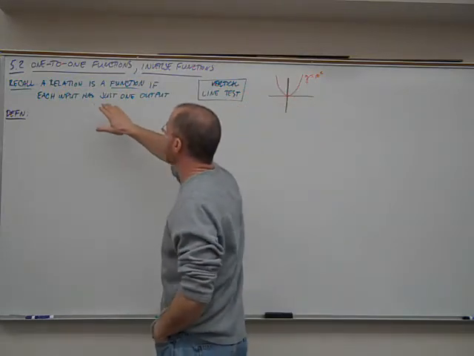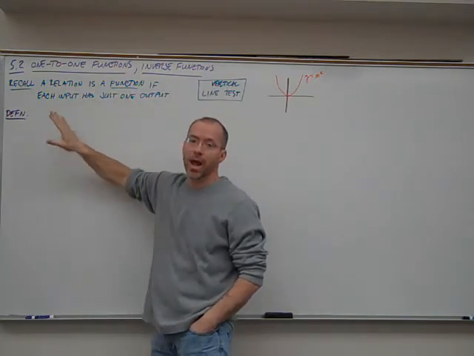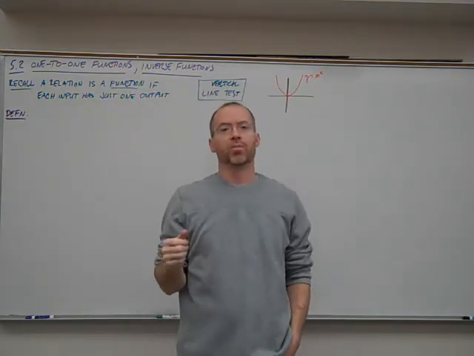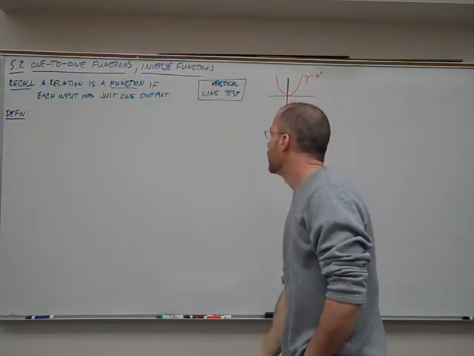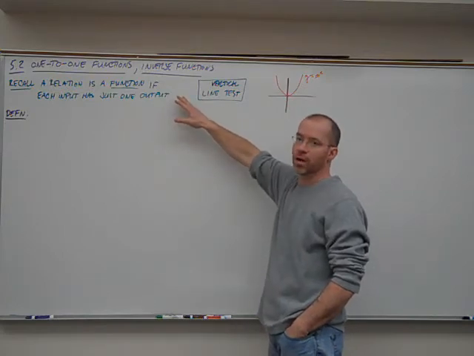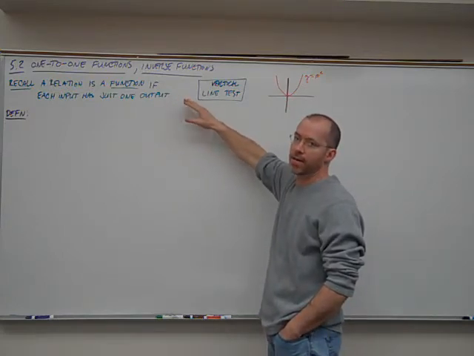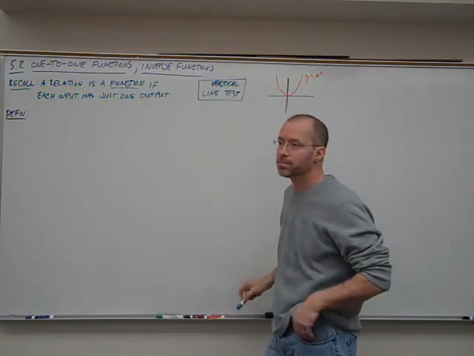Recall that a relation, an input-output relation, is a function if each input has just one output. Each input has a unique output. And recall how we could locate functions quickly or tell whether something was a function from the graph. Vertical line test. Remember the vertical line test?